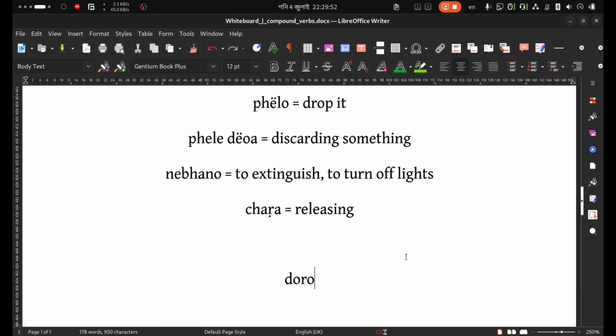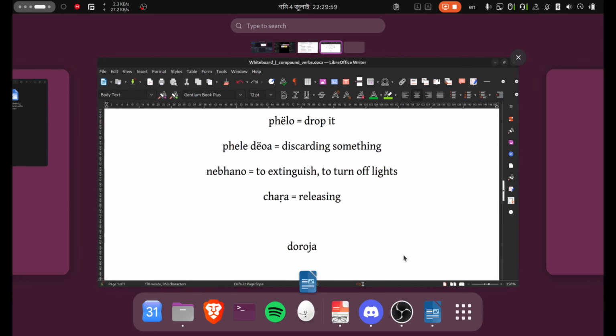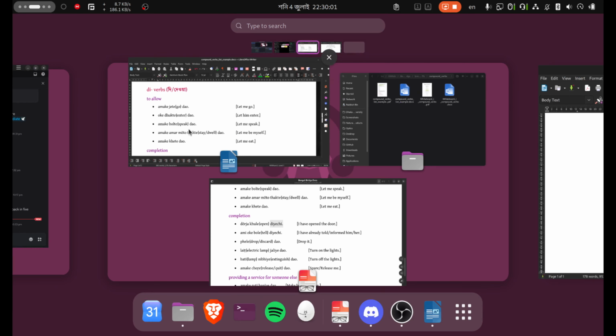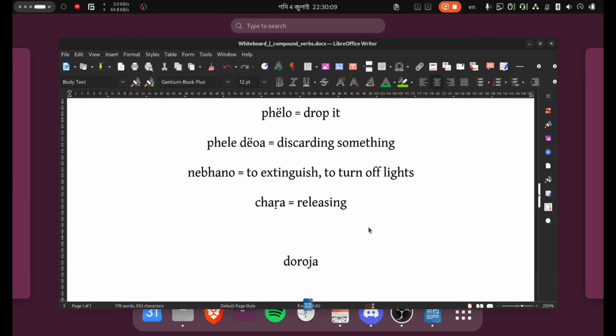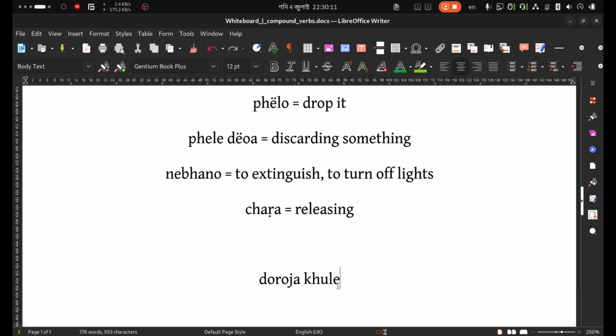Doroja, we can say Dorja or Doroja. I think Doroja is the right pronunciation. দরজা খুলে দাও, meaning open the door as usual.